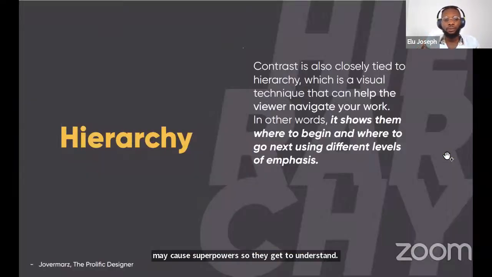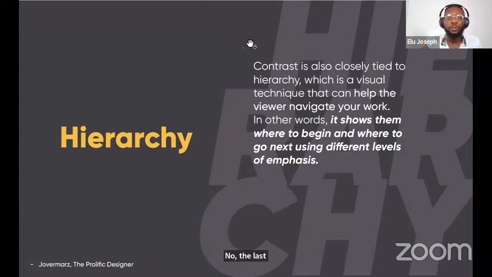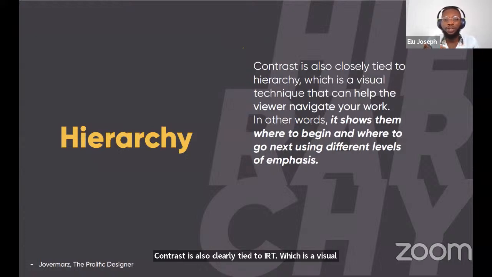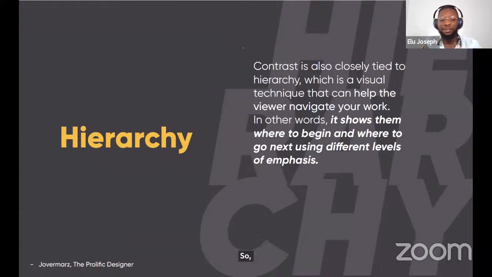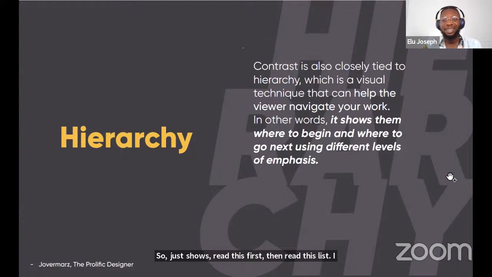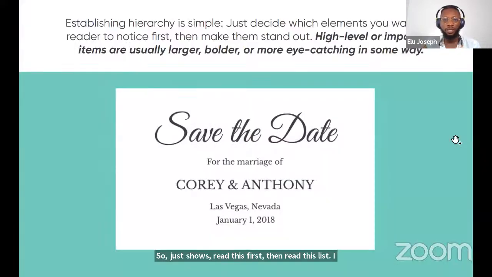Now, the last principle is hierarchy. Contrast is also closely tied to hierarchy, which is a visual technique that can help the viewer navigate your work. We already understand hierarchy. We talked about hierarchy yesterday. We talked about hierarchy on Monday as well. So hierarchy just shows, read this first, then read this next, and read this next. It helps you, right? See it.